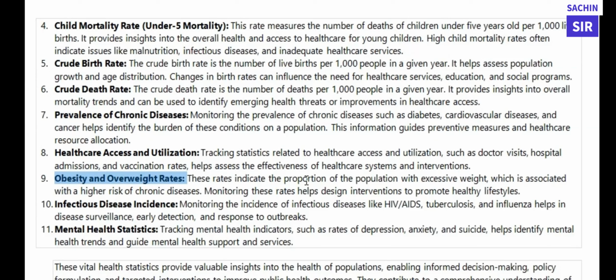Obesity and overweight rates. These rates indicate the proportion of the population with excessive weight, which is associated with a higher risk of chronic diseases. Monitoring these rates helps design interventions to promote healthy lifestyles.